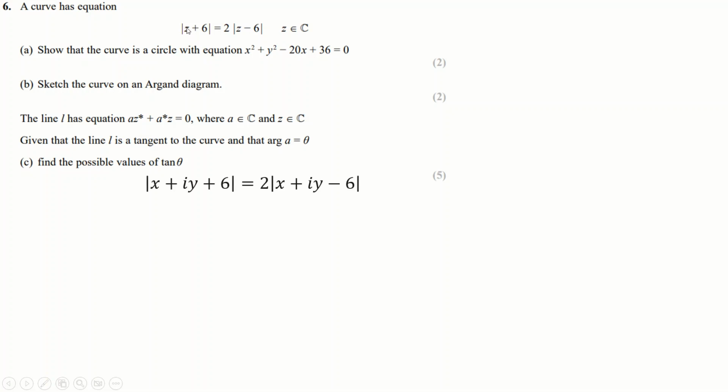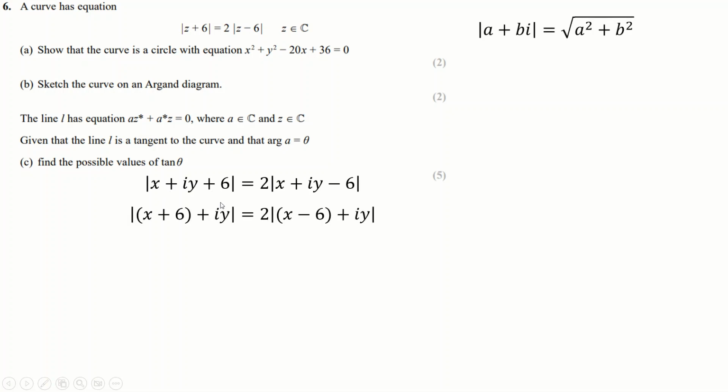z is of course x plus iy, so you just shove that into there. You group these by real and imaginary parts. You then say that the modulus is defined to be this. If you square both sides, you get this.